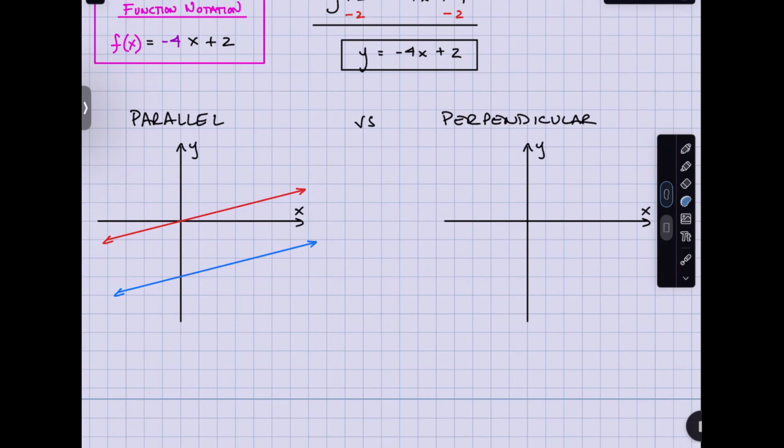So with these two lines, let's call this 1 and this 2. What I'm saying is that the slope of line 1 is equal to the slope of line 2, because the slopes are equal. If you look at it, they look equal. They're both positive and both pretty shallow. Okay.